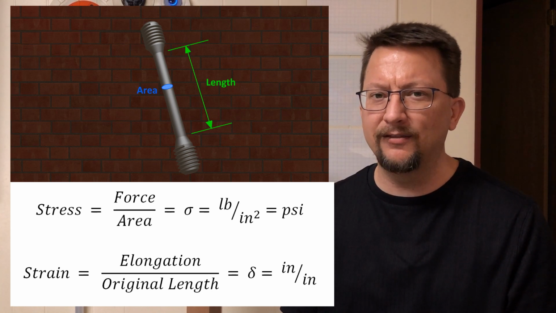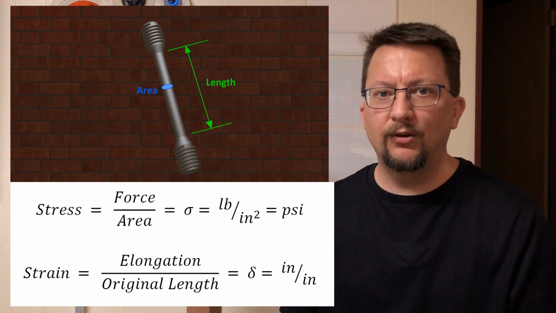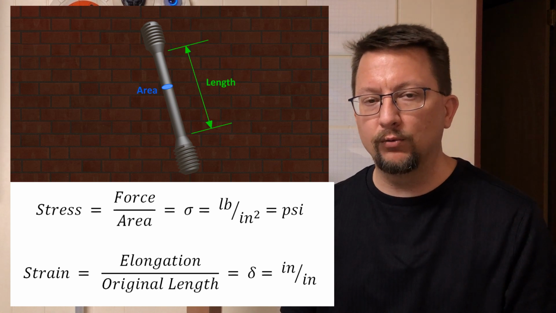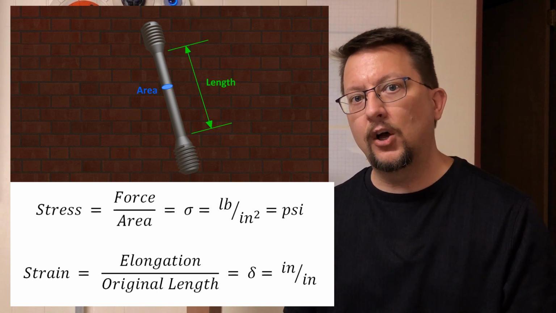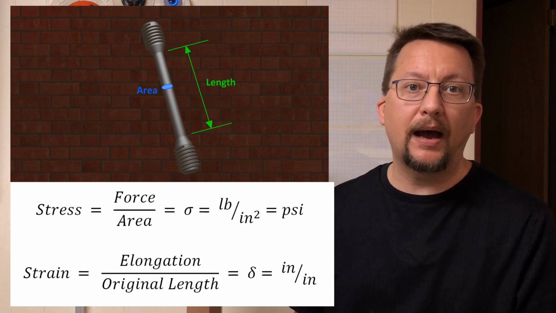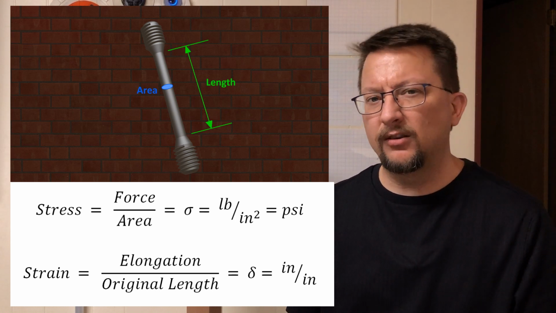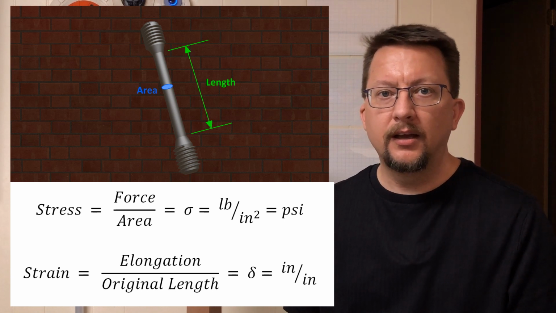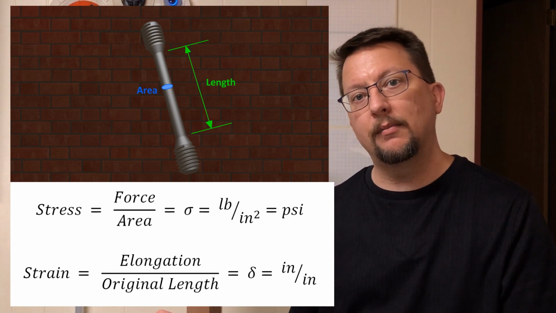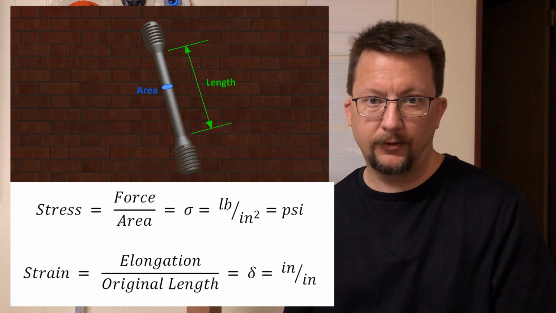Now, strain is kind of a weird word because we don't really use it in common language. But basically, that's a ratio of that elongation. So if we take the amount that it has changed and divide by the original length, so let's say the original length was 2 inches, then if it moves 1/8 of an inch, you can do that math and you can know how much strain it's under.